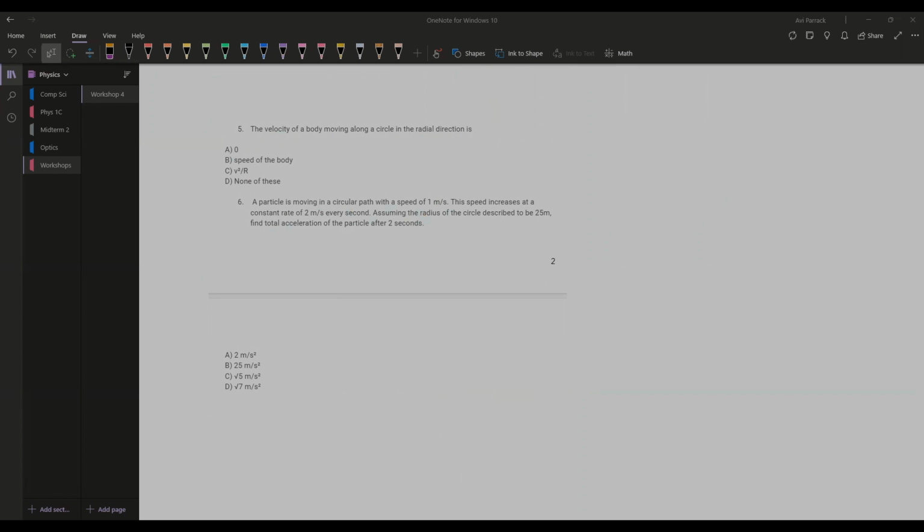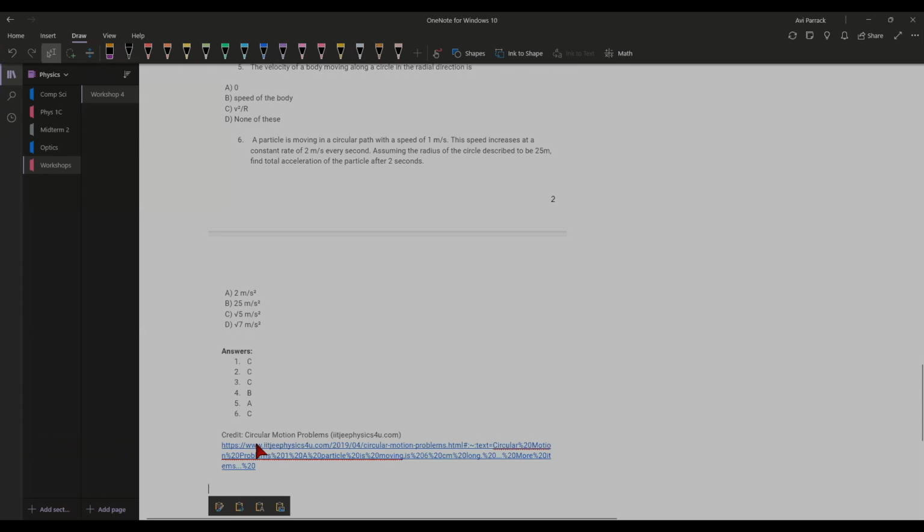Okay. These are circular motion problems, and the answers for 1, 2, 3, 4, 5, and 6 are here.